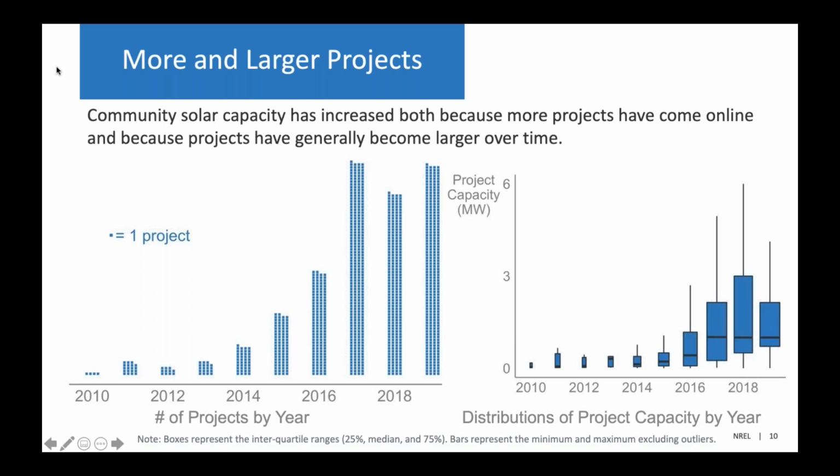So we see in the early years, the majority of projects were less than a megawatt, typically small scale, what most people think about when we talk about community solar. But recently, the median project has gotten much larger, and we see that there are at least a handful of projects that are more than 3-4 megawatts. So more projects and larger projects. Those two trends contribute to this rapid growth in community solar capacity.